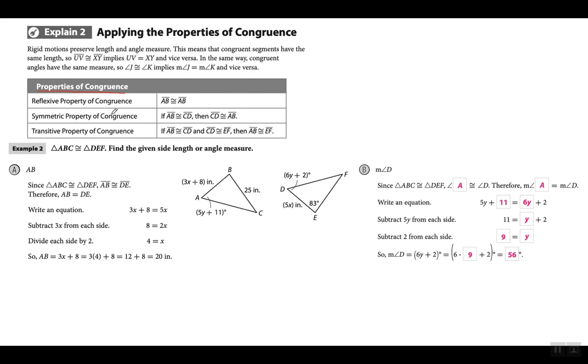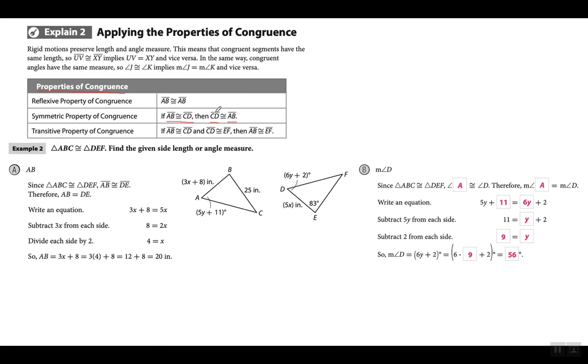Okay, the next one, I don't see it used that much, but let's just look at it anyways. The symmetric property of congruence. So if segment AB is congruent to segment CD, then segment CD has to be congruent to segment AB.